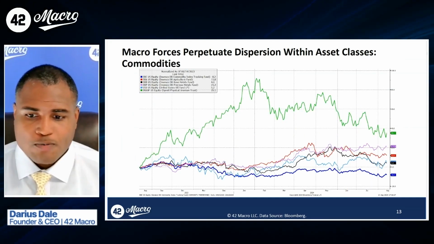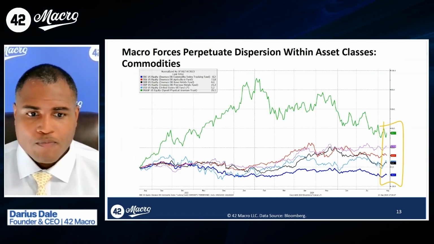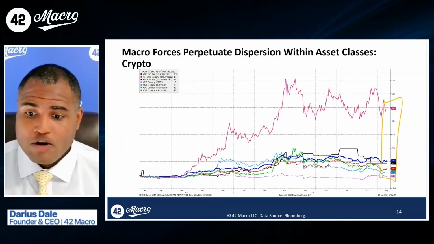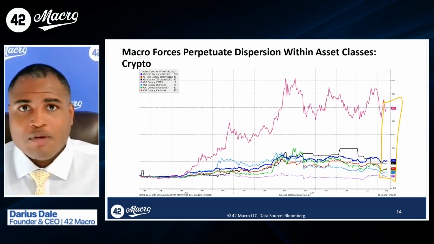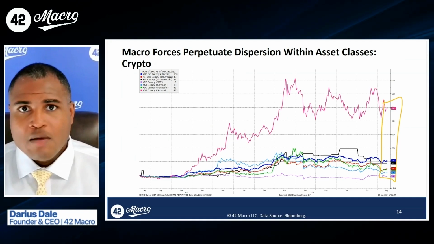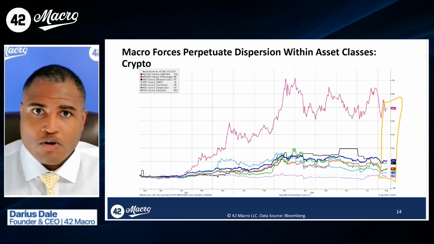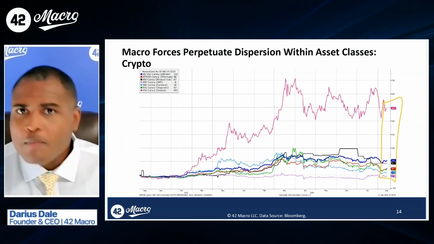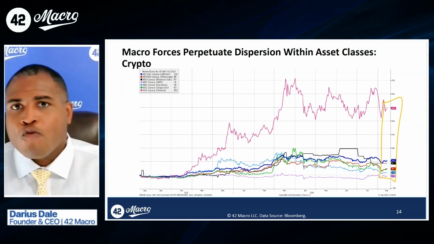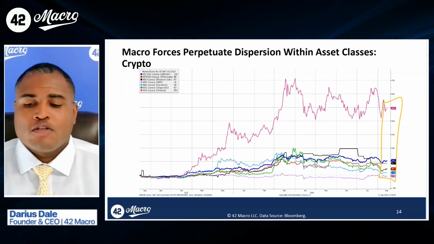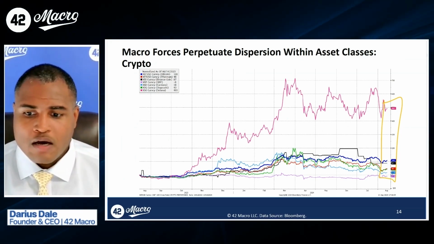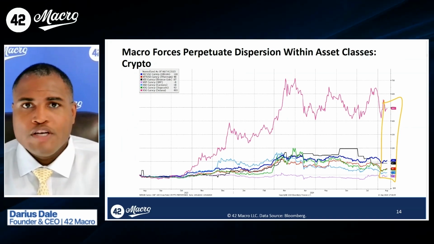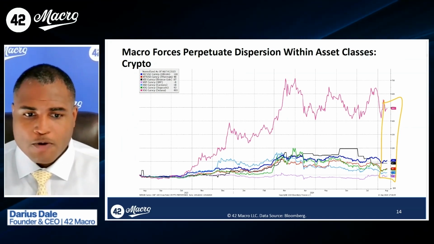Macro forces perpetuate dispersion within the commodity market as well. Macro forces perpetuate dispersion within the crypto market. Obviously the crypto market tends to be a highly correlated asset class, but why certain cryptocurrencies, certain tokens, particularly the meme coins and the altcoins outperform or underperform the more core tokens like Bitcoin and Ethereum and Solana. Those things, the macro forces are the reason for that dispersion as well.